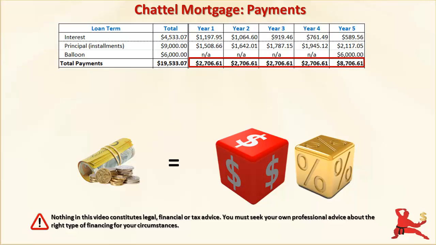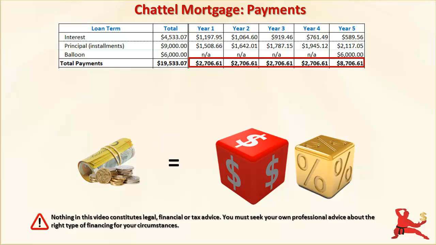Your regular installment payments of $225.55 a month adds up to $2,706.61 a year. That pays off $9,000 of the total borrowings of $15,000 over the 5 years.